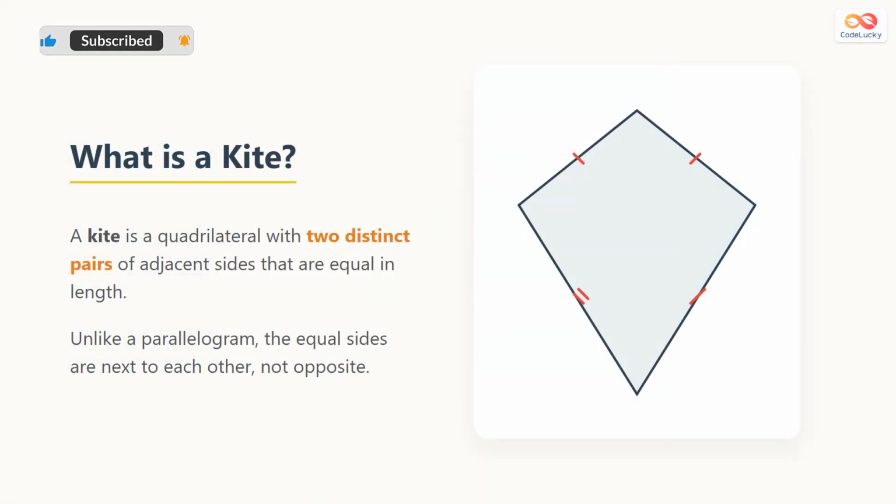First, let us define what a kite is. A kite is a special type of quadrilateral that has two distinct pairs of equal length sides. Unlike a rectangle or parallelogram, these equal sides are adjacent, meaning they are next to each other.